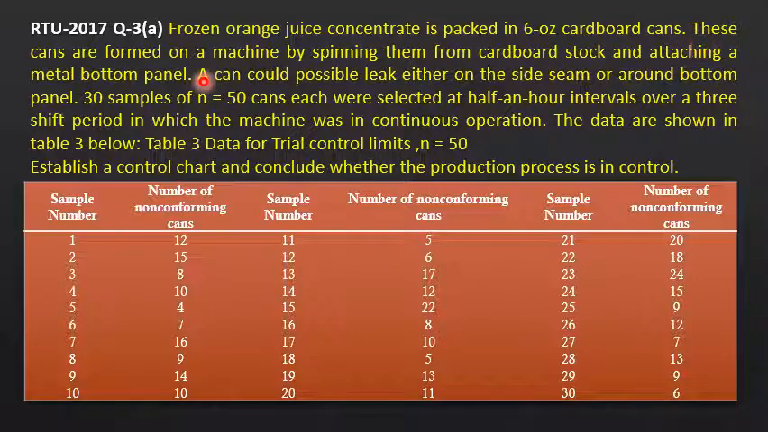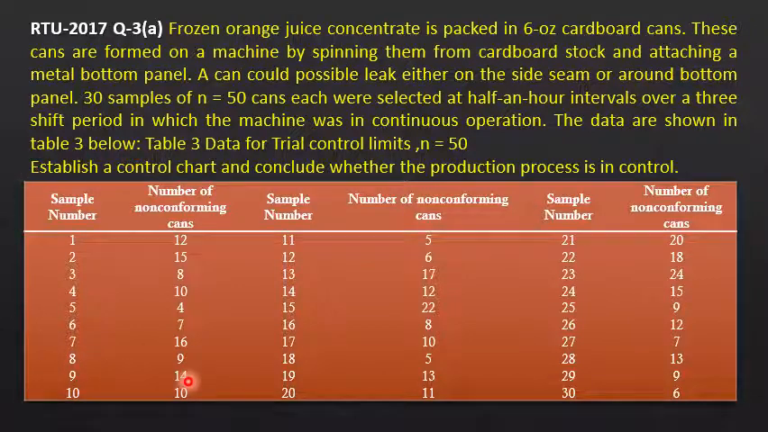The first question is like this: a frozen orange juice concentrate is packed in 6 ounce cardboard cans. These cans are formed on a machine by spinning them from cardboard stock and attaching a metal bottom panel. A can could possibly leak either on the side seam or around the bottom panel, and 30 samples of n equal to 50 cans each were selected at half an hour intervals over a 3 shift period in which the machine was in continuous operation. The data are shown in table 3 below.